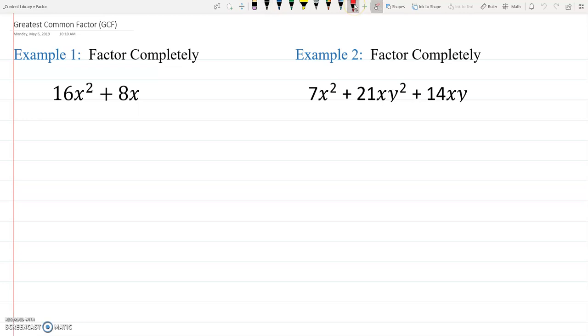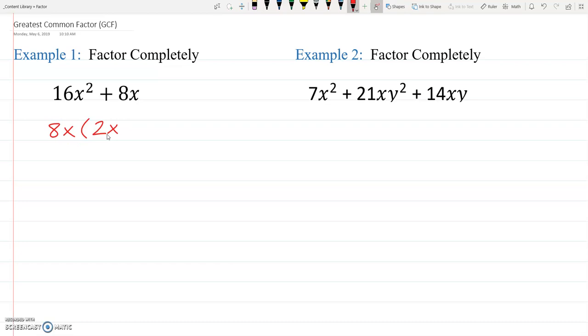It's going to look like this. I'm going to move my 8x out front, and now I'm going to do the opposite of distributive property to figure out what would be left inside. 8 times 2 would give me that 16, and x times x would give me that x squared. If I pull an 8 and an x out, there was 2 left, and one of the x's was left. Distributive property, 8x times 2x is 16x squared, so I'm good.